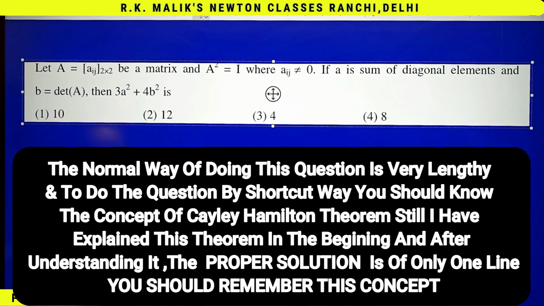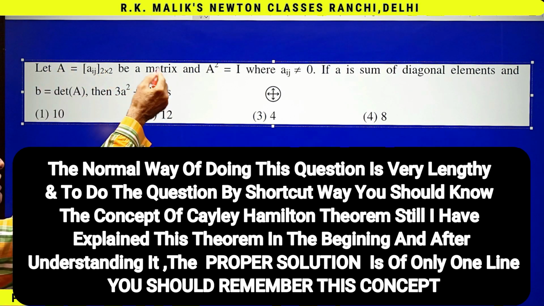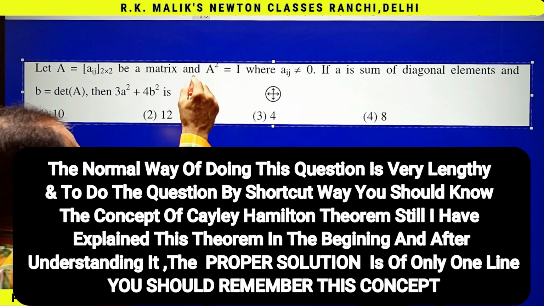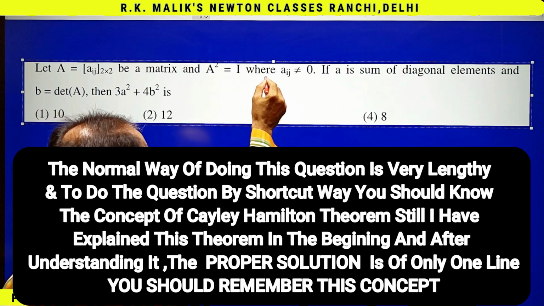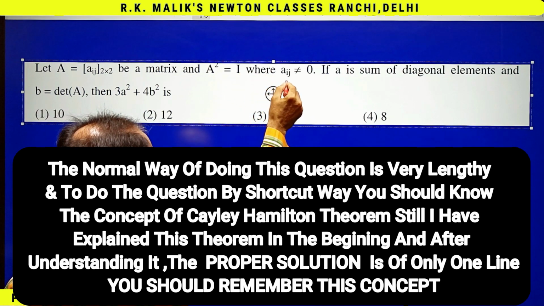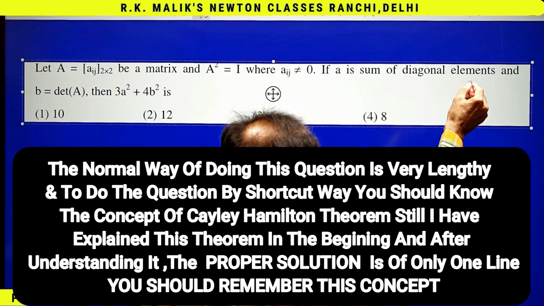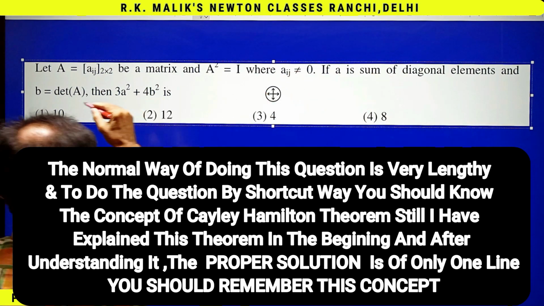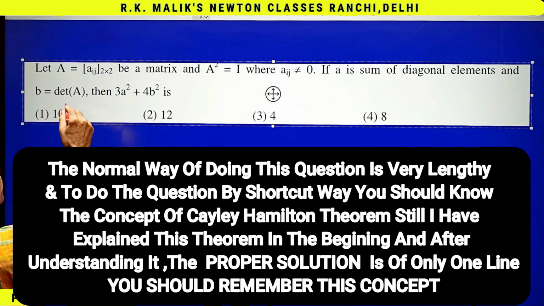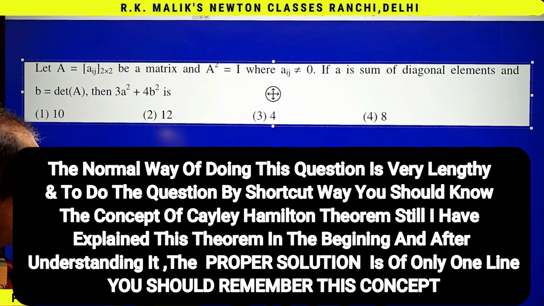In this question, it is given that let A be a 2 by 2 matrix and A square is equal to I, where Aij is never equal to 0. If A is the sum of diagonal elements and B is equal to determinant of A, then 3A square plus 4B square is, you have to find the correct choice.